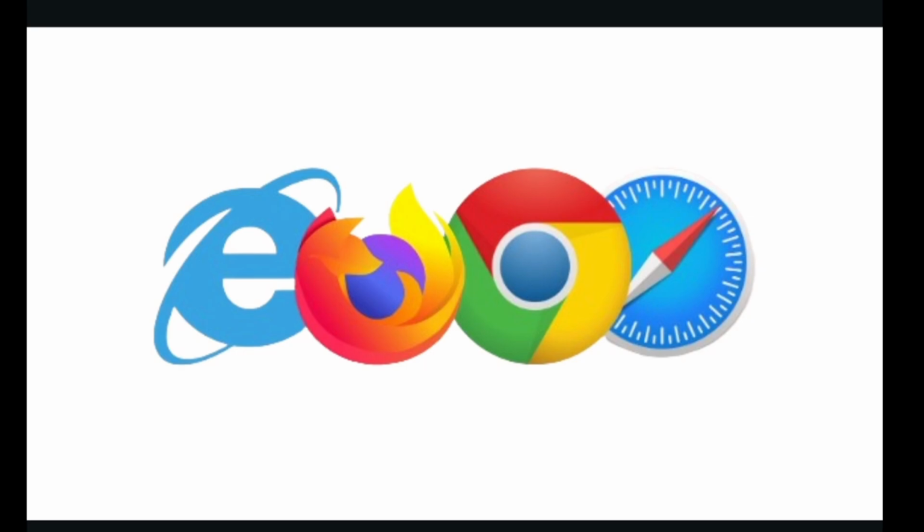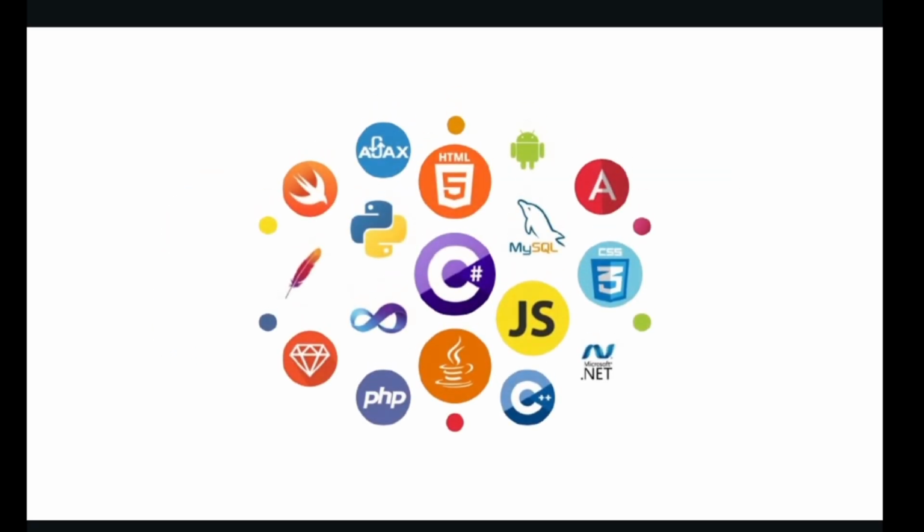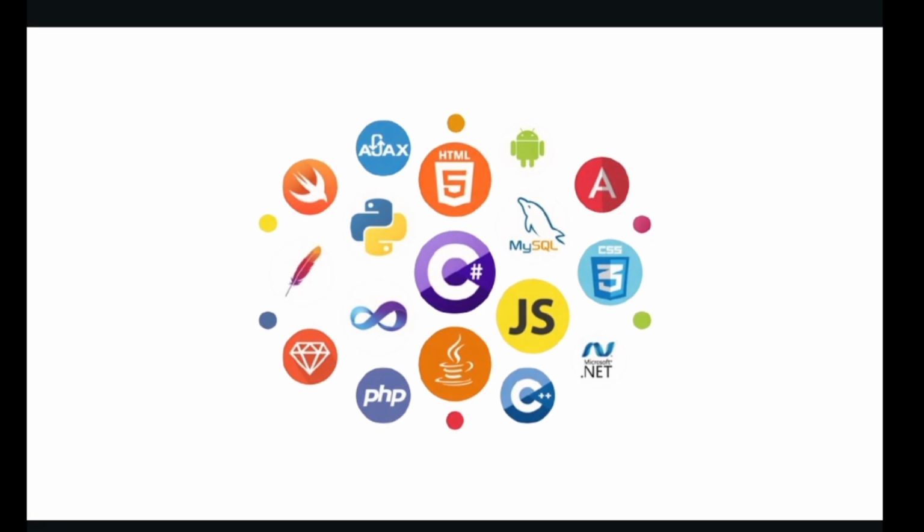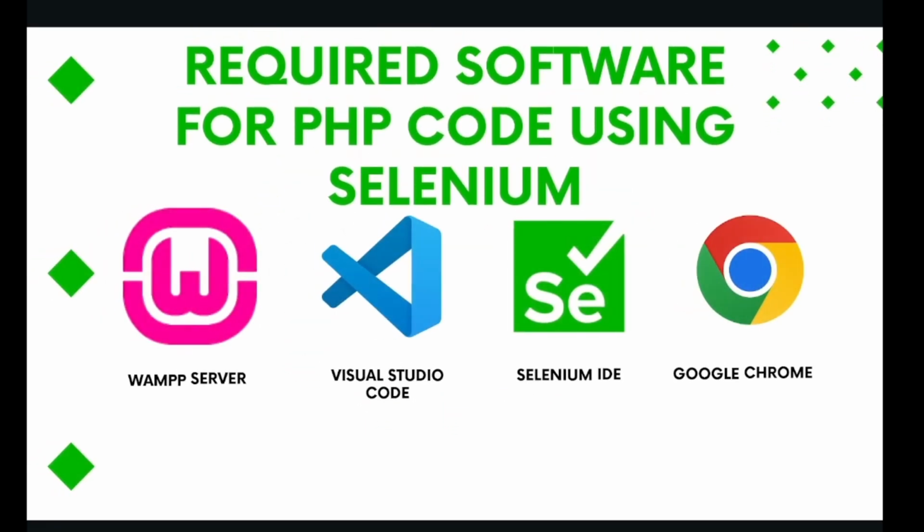Selenium supports different web browsers like Mozilla Firefox, Google Chrome, and Safari. Among programming languages, Selenium includes C#, Java, Perl, PHP, Python, Ruby, etc. Now let's see how to implement the PHP code.